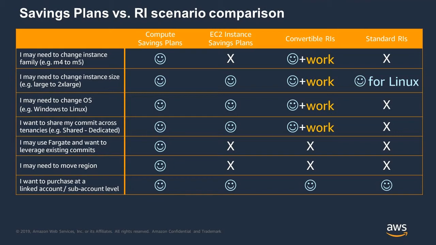As mentioned, Compute Savings Plans also applies to Fargate, so there's an additional benefit of Compute. If you need to move region going forward, and one reason you're not committing is because you're not certain of the amount of usage in each region, then Compute Savings Plans is likely the right option for you. And finally, if you want to purchase at a linked account level or sub-account level to make sure the discount first goes to that account, that's possible under all of the models.